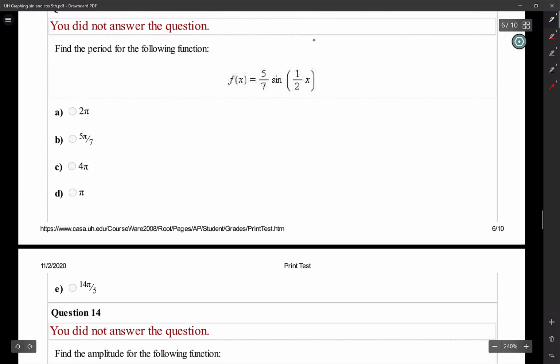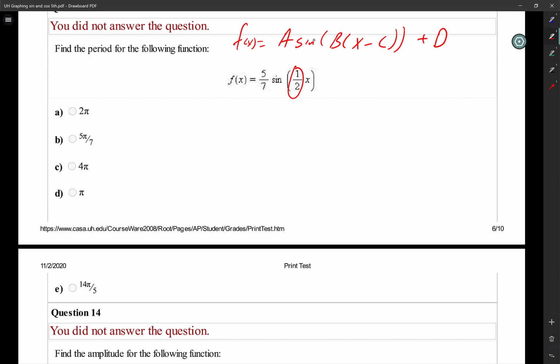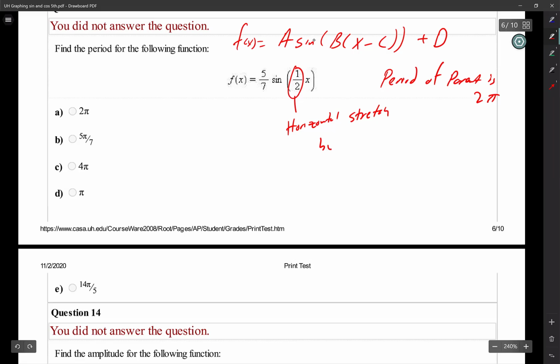So now this one says, find the period of the following function. I would like for you guys to use logic. So let's see, what did we do last time? f of x equals a sine, open parenthesis, b, x minus c, close, plus d. So the logic says this. I have a half as your b, as a horizontal dilation. Remember that the period of your parent function is 2 pi. That half does what? It does a horizontal stretch by what factor?